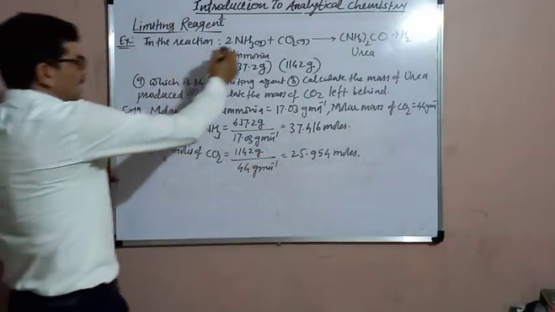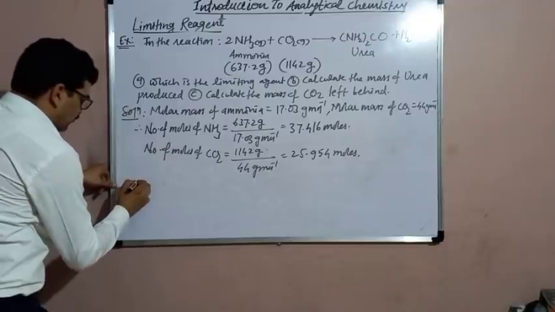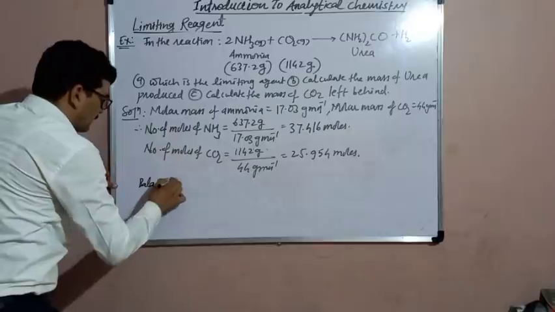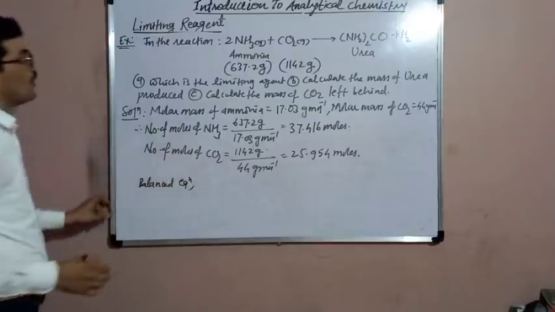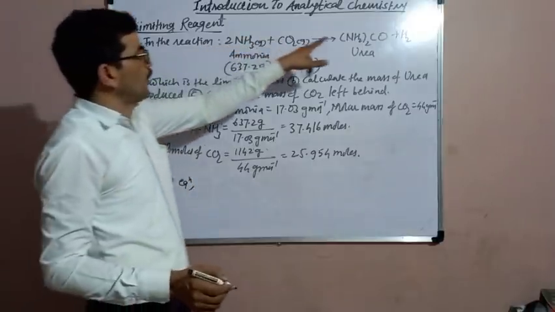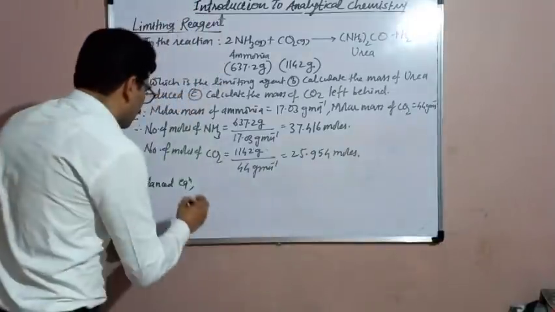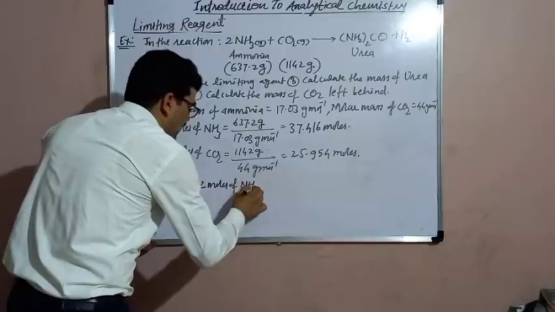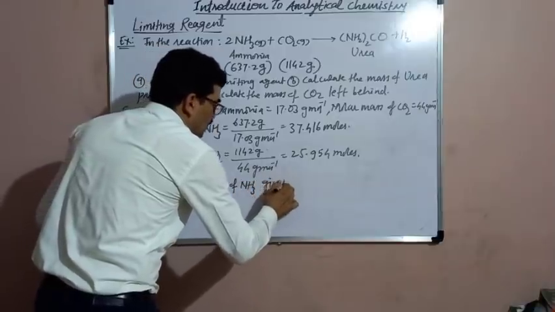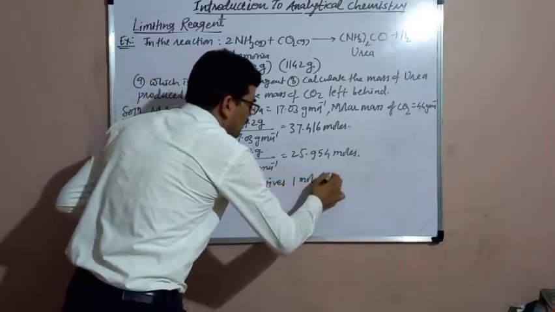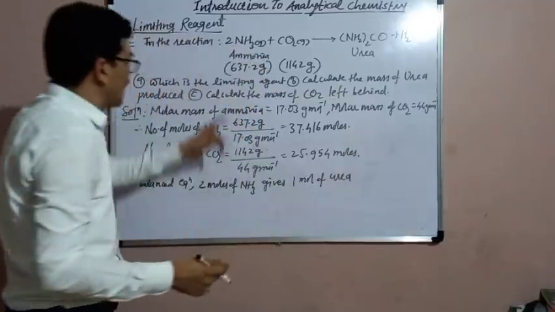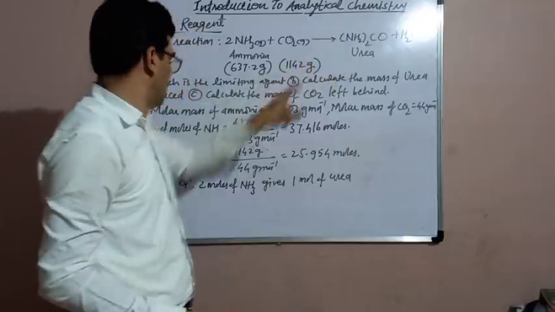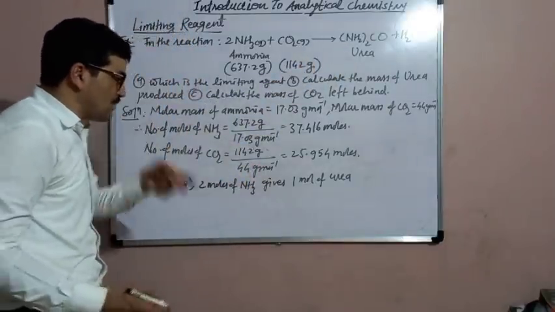Now here from the balanced chemical equation, you can see, 2 moles of ammonia produces 1 mole of urea. 2 moles of NH3 gives 1 mole of urea. Here you can see the coefficient. Coefficient of NH3 is 2, coefficient of urea is 1. So 2 moles of ammonia gives 1 mole of urea.